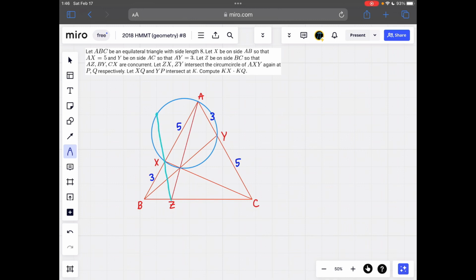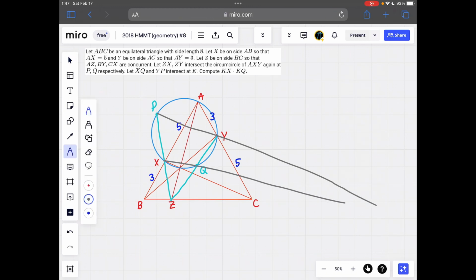So point P is here, and point Q is here. And also we're going to let XQ and YP intersect at point K. These lines intersect at point K, probably somewhere down here. Yeah, that's point K. And we want to find KX times KQ, which is none other than the power of point K with respect to the circumcircle of AXY.